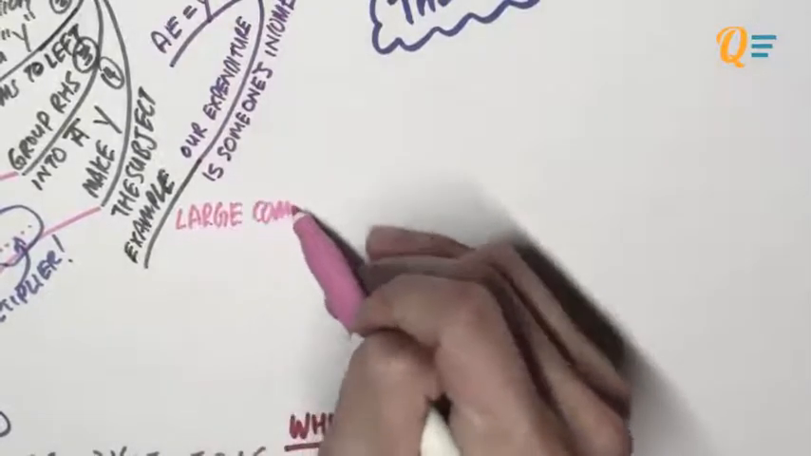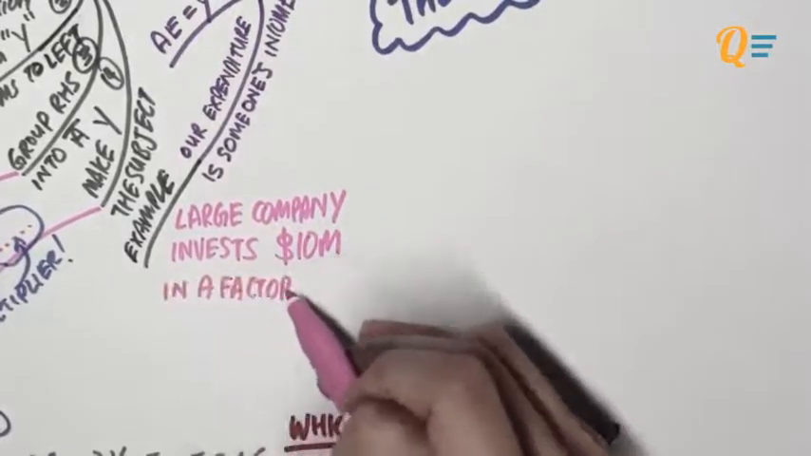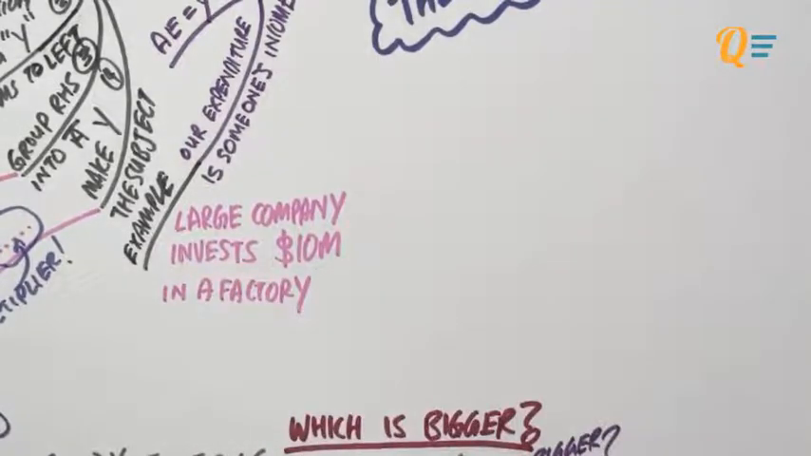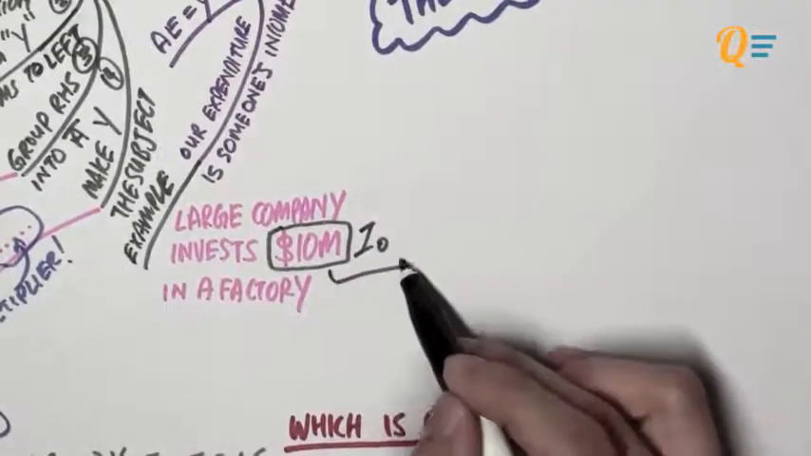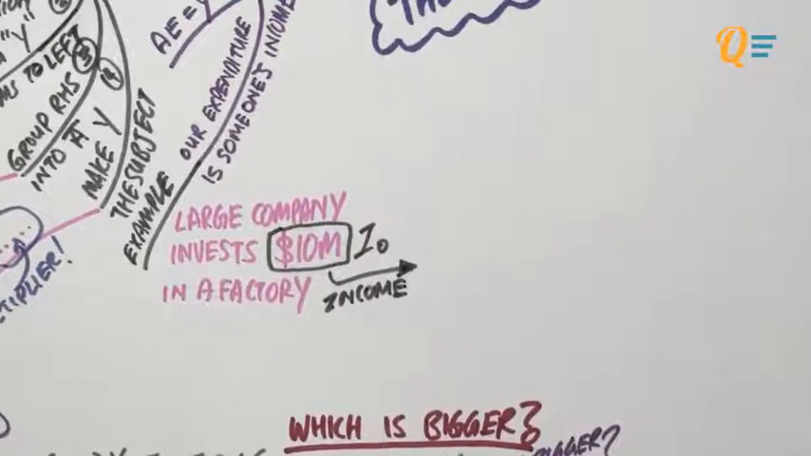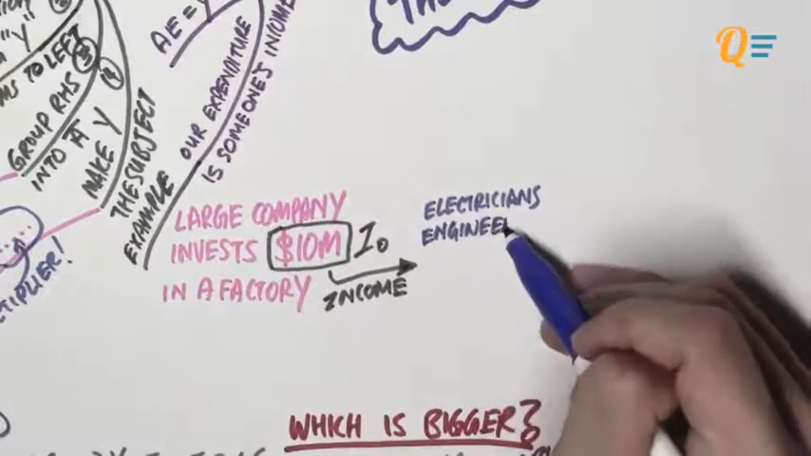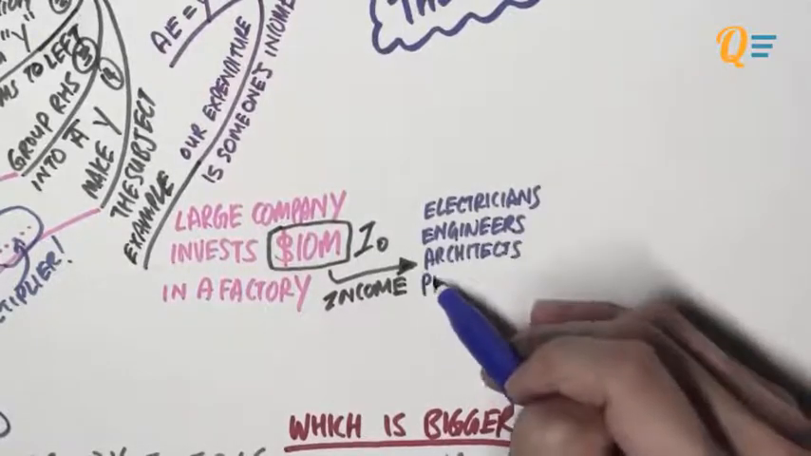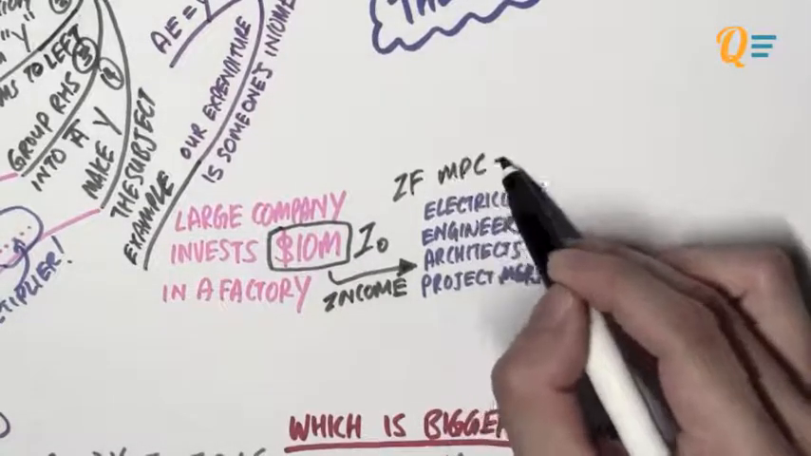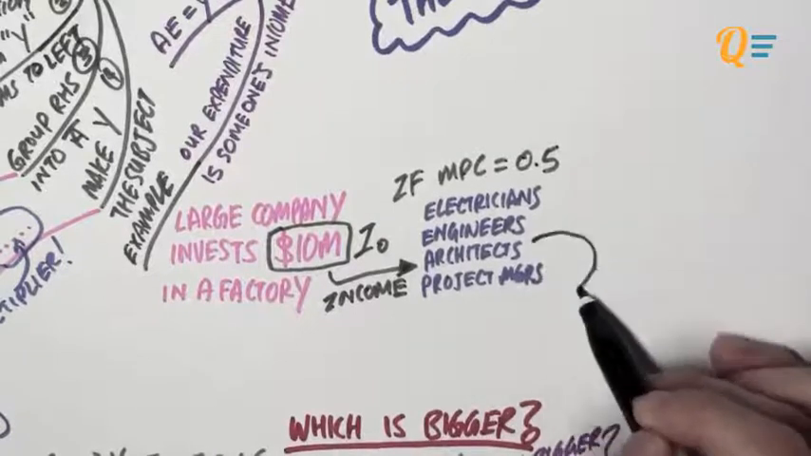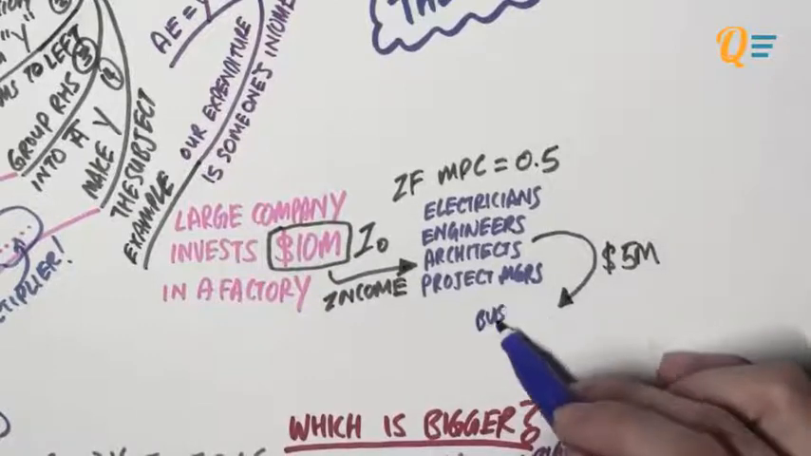Alright, let's just say that in this economy, there is a large company that invests $10 million into a factory. So this $10 million over here, which is also known as I0, the autonomous investment, this is actually income. Income to who? Well, it might be income to the electricians, to the engineers, to the architects, and even the project managers, people that contribute to building that factory for that company. If we assume that the MPC is equal to 0.5, then this bunch of people here are going to be spending $5 million of that $10 million income.